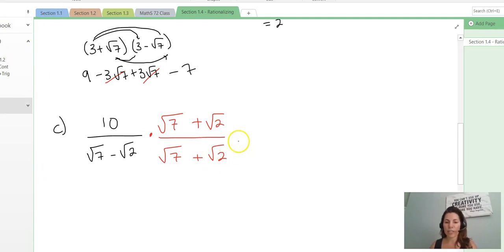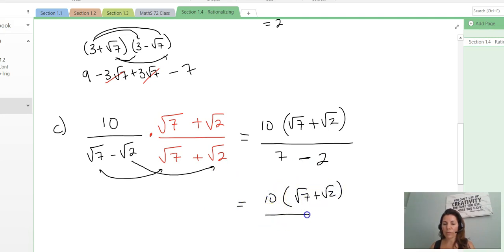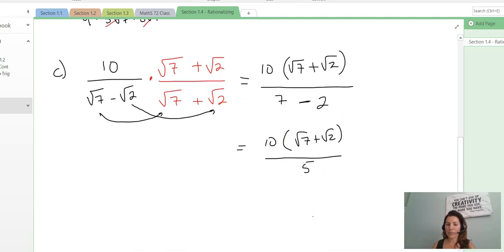In the numerator, I'm going to get 10 times the quantity square root of 7 plus the square root of 2, over, and now I do this. Remember that the middle terms are still going to cancel, which is why we multiply by the conjugate. I get the square root of 7 times the square root of 7, which is 7. Middle terms cancel, so I don't need to worry about them. I get just the first and the last. The square root of 2 times the square root of 2 is 2. So I'm going to have 10 times the quantity square root of 7 plus the square root of 2, all over 5. Before I distribute this 10, I can reduce it with that 5. Since this is multiplication, 10 divided by 5 is 2. So my final answer will be 2 times the quantity square root of 7 plus the square root of 2.